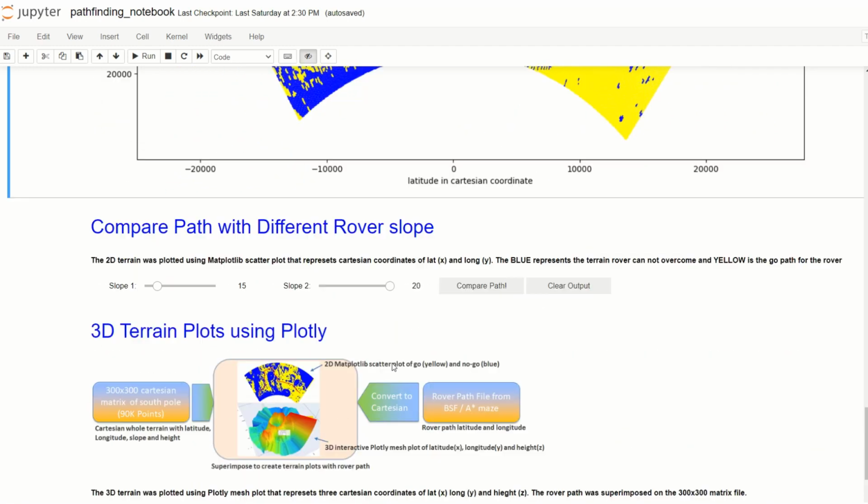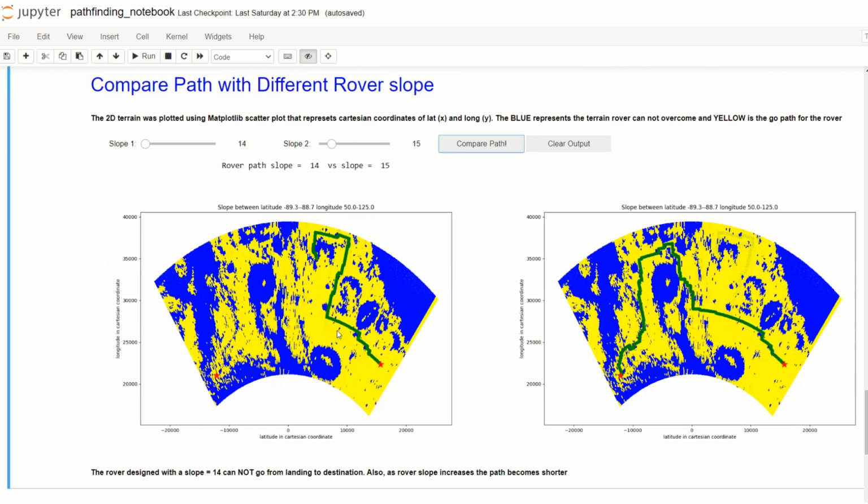Now we can compare two different rover slopes. We can start with 14 and 15. The 14 slope one doesn't make it all the way through because there aren't enough go cells, or yellow cells, and it gets stuck over here. But the 15 slope one is able to make it all the way through because there are enough yellow cells to let it go all the way to the destination point.